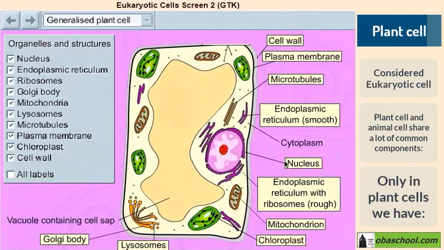So, these are the main structures or components that are found in a plant cell.